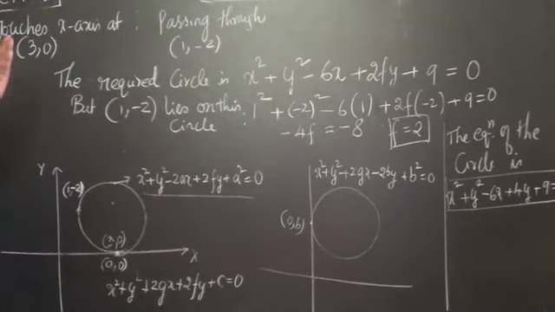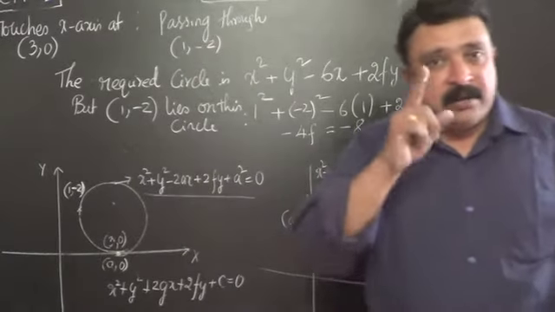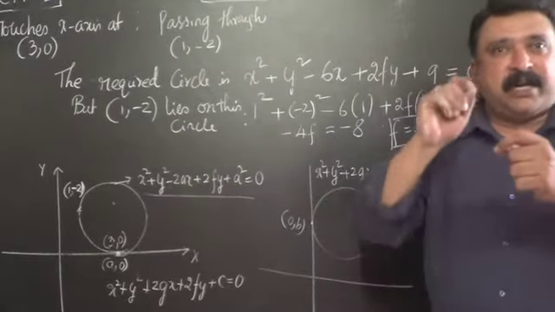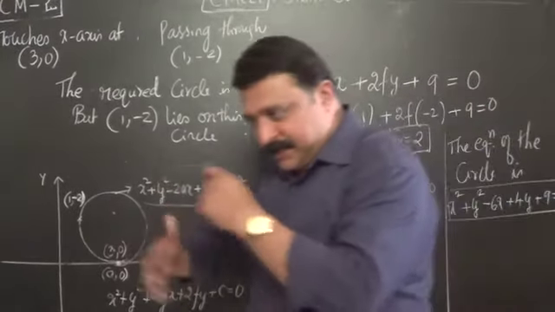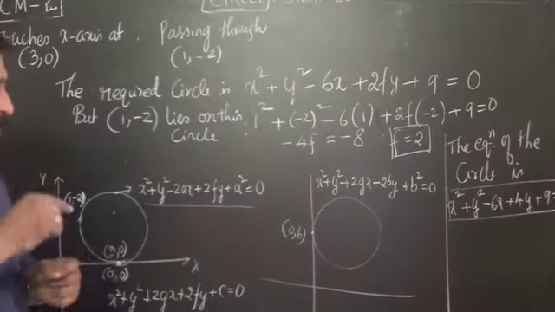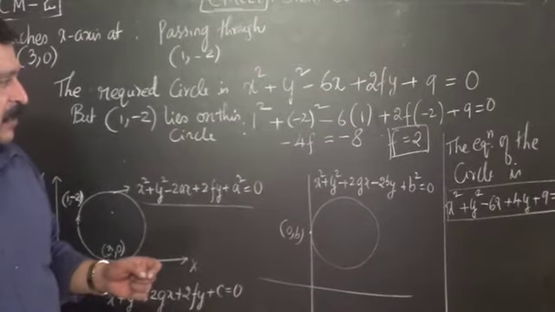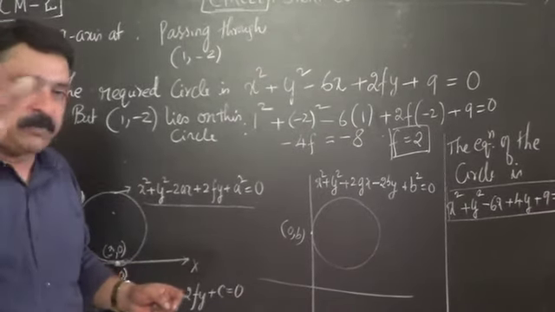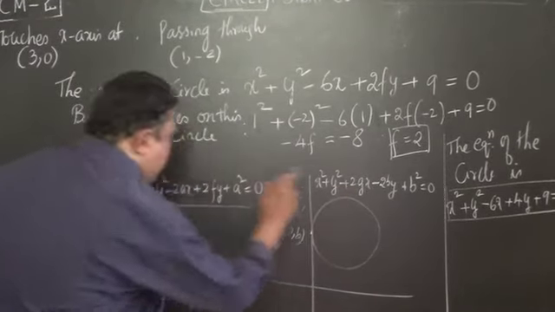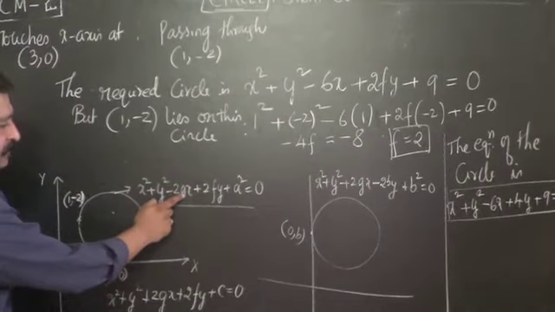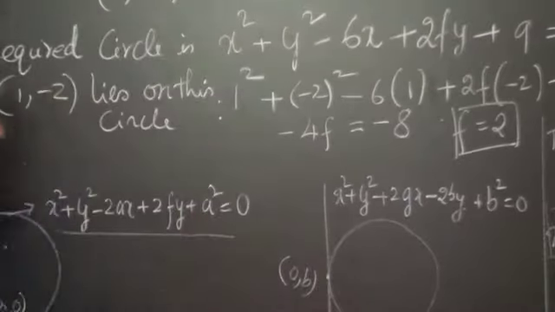So what is shortcut method number 2 as far as circles are concerned? Circle touching the x-axis at (a, 0): the equation is x² + y² - 2ax + 2fy + a² = 0. And if the circle touches the y-axis at the point (0, b), its equation is, remember, x² + y² + 2gx - 2by + b² = 0. Here you have to take care about the negative terms in the two respective equations. Here the x term is negative touching the x-axis, and the y term is negative touching the y-axis.